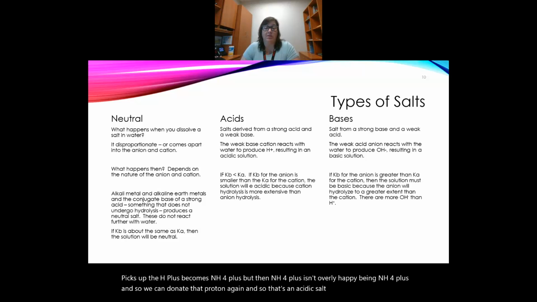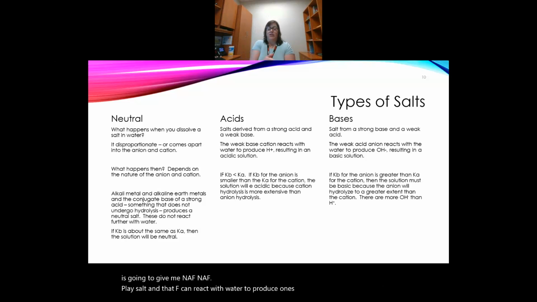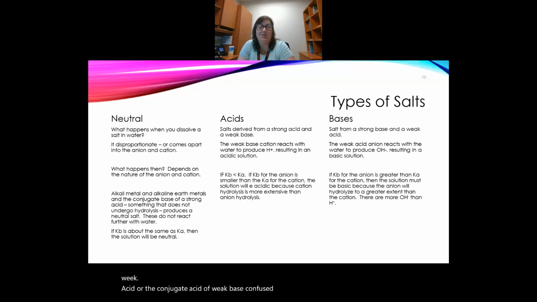In terms of the bases, this is what I was talking about before. A salt from a strong base and a weak acid: the weak acid anion reacts with the water to produce OH minus. So strong base NaOH and weak acid HF is going to give me NaF as my salt, and that F minus can react with water to produce OH minus. So it's just recognizing that we're looking at the conjugate base of a weak acid, or the conjugate acid of a weak base. Confused myself, sorry. But that's what we're talking about.